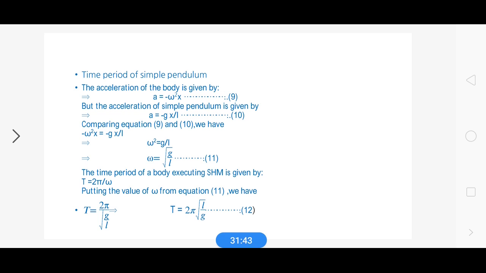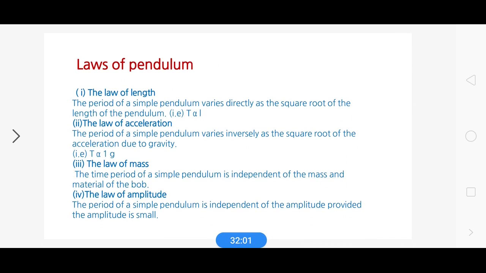From this equation, the time period T is directly proportional to root L and inversely proportional to root g. T is equal to 2 pi under root of L by g. Now the laws of pendulum. We have 4 laws: the law of length, the law of acceleration, the law of mass, and the law of amplitude.